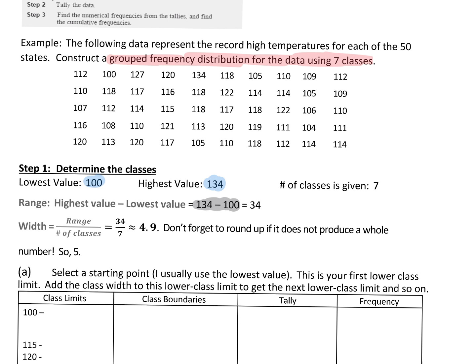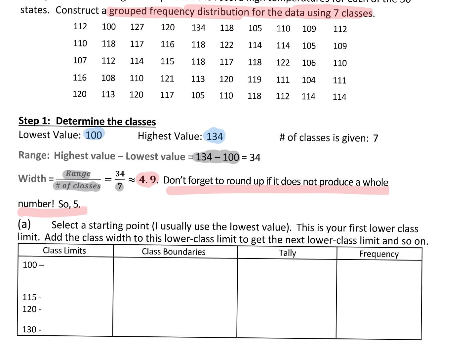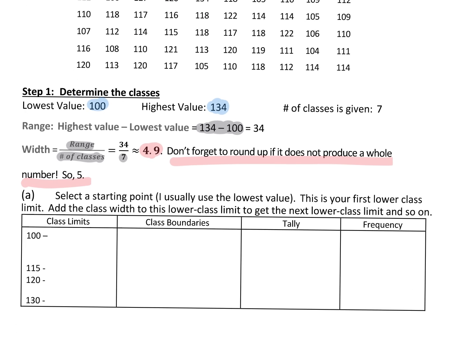To find the width, I'm going to do the range divided by the number of classes. Remember, they gave us 7, and that's what we're going to use because they're telling us to. They could say 8 classes, they could say 5 classes, but they're telling us to do 7. So I do 34 divided by 7. I get approximately 4.9. We do round that up if it does not produce a whole number. So that means our width is going to be 5.